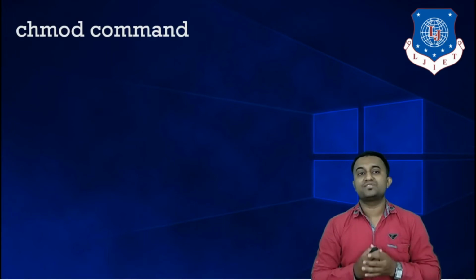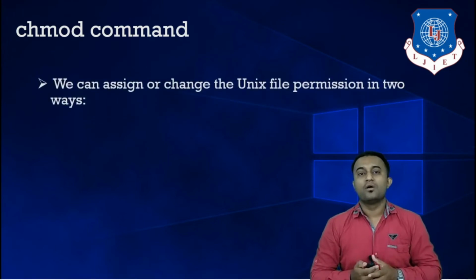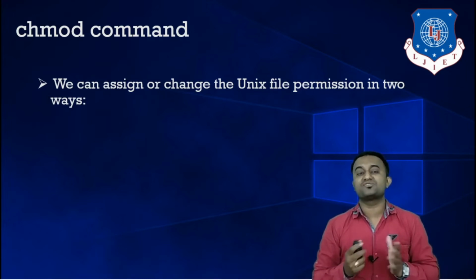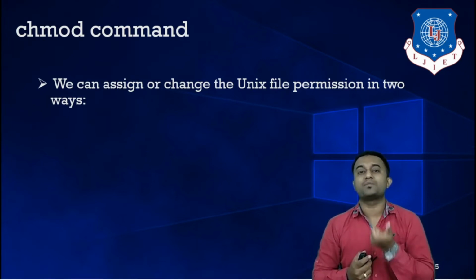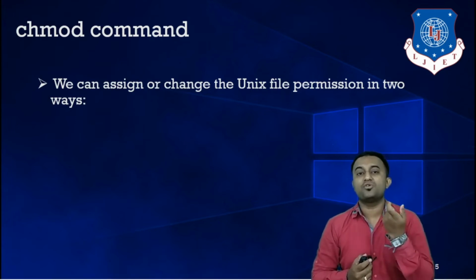Okay. The next one is chmod. chmod stands for change mode command. With the help of the chmod command, in the Unix file system, we can assign or change the file permissions in 2 ways. So the chmod command is basically used for file permissions. To change or assign file permissions in the Unix file system, we need to use this chmod command. Okay, so there are 2 ways through which we can do this.